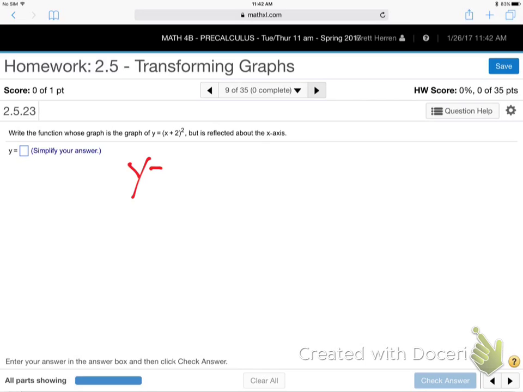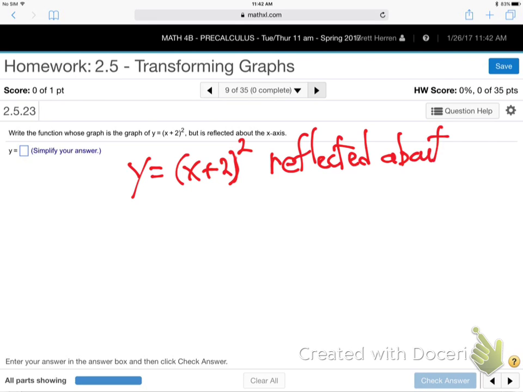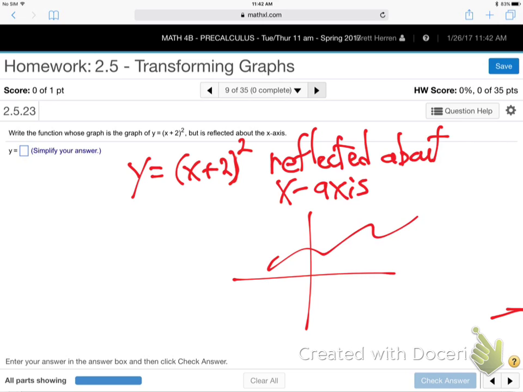Okay, so y equals x plus 2 squared. So they're giving me a starting function like that. And then they're saying reflected about the x-axis. Reflected about the x-axis. Now, that can really trick you. That's just really tricky. Let me draw a graph. What if I have some graph, whatever, and I want to reflect it about the x-axis. This is the x-axis right here.